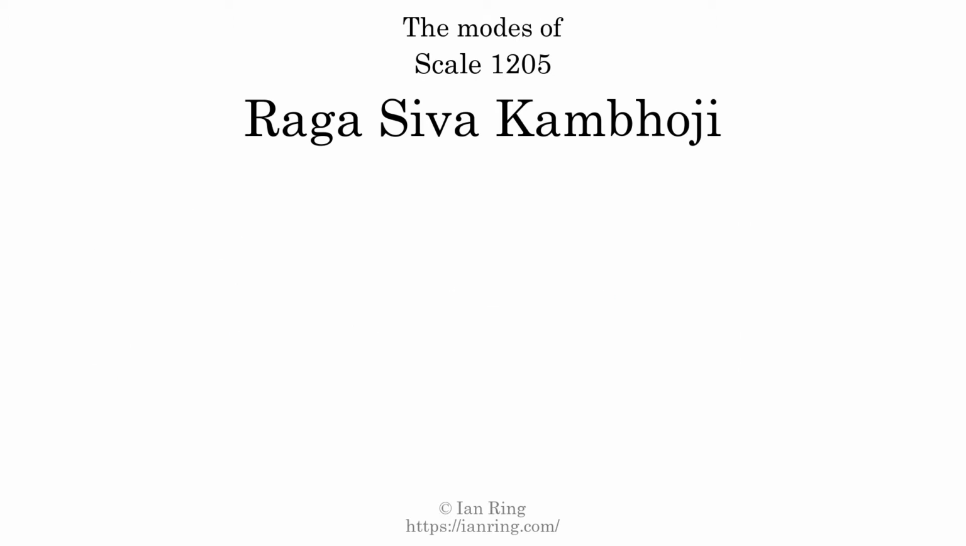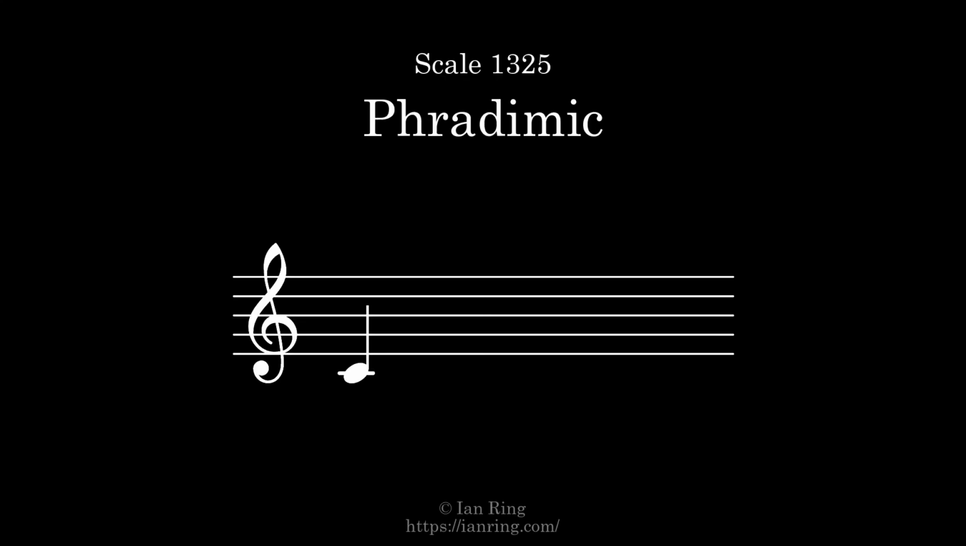This scale has 6 modes. The first mode is itself. The second mode is scale 1325, also known as Heteromorphisms. It sounds like this.